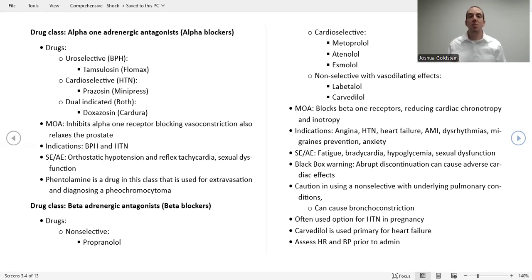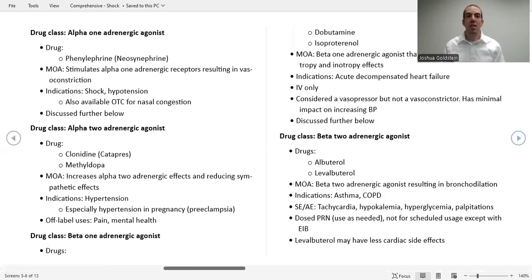Also, I already mentioned, be careful with using the non-selective in any patient who has an underlying condition, such as COPD, asthma, or someone who has an active cardiac condition such as pneumonia. Beta blockers are commonly used for hypertension in pregnancy, also known as preeclampsia. And carvedilol specifically is almost always only used for heart failure. It's very rare to see it used for blood pressure or anything else. And obviously, as an RN, make sure you are always checking a patient's heart rate and blood pressure prior to giving any medication that affects the heart rate and blood pressure.